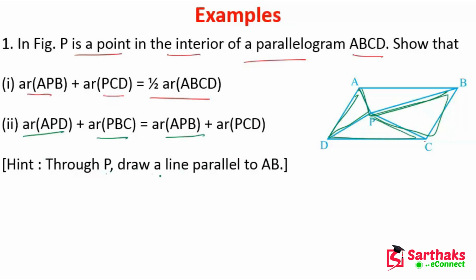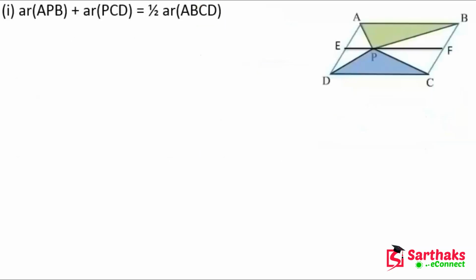Through P, draw a line parallel to AB. Now we have to draw a line from point P which is parallel to AB like this. Okay. I hope you get this point. Yes. So now let's start to solve this problem. So now let's start to solve the first part.